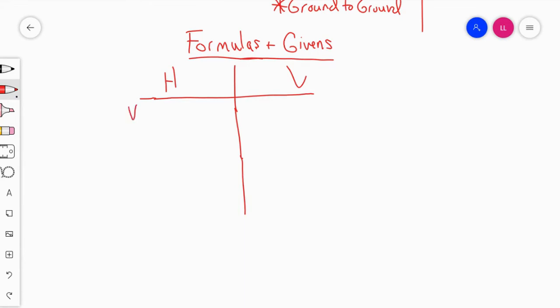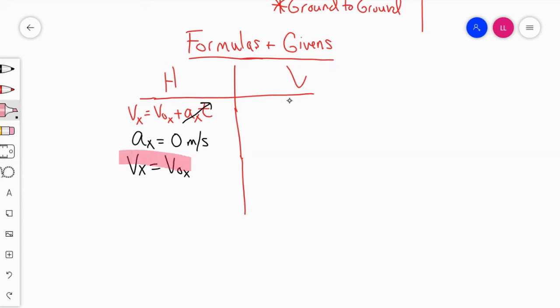So let's start with the velocity formula. V_x equals V_0x plus a_x t. Well, the great thing about projectile motion is that a_x is equal to 0. And so all this equation boils down to is that it tells us that the initial velocity is going to equal the final velocity. So that's very important. That's the first one. So there's the mathematical proof that the initial velocity equals the final velocity. The other key equation is the quadratic equation, the position function.